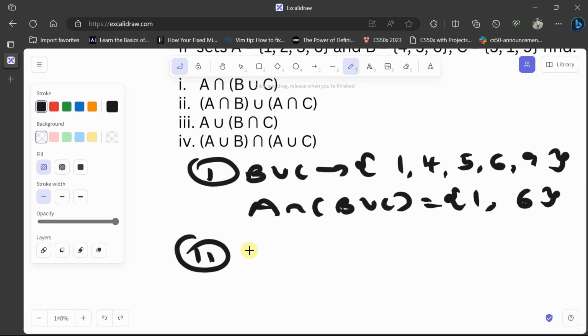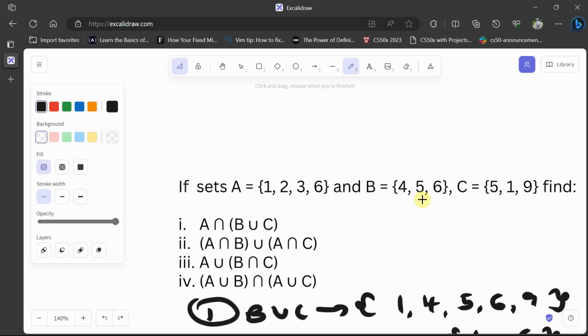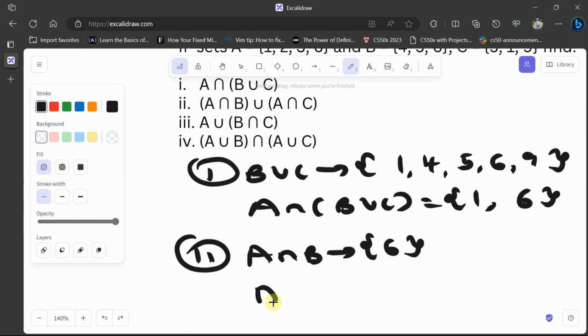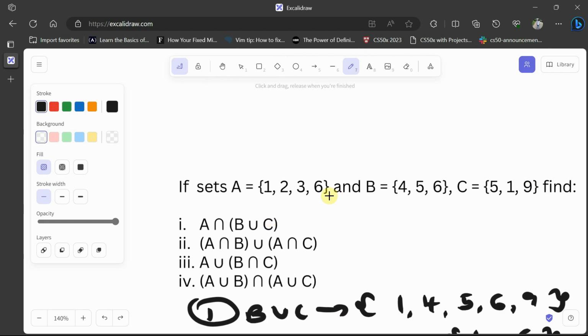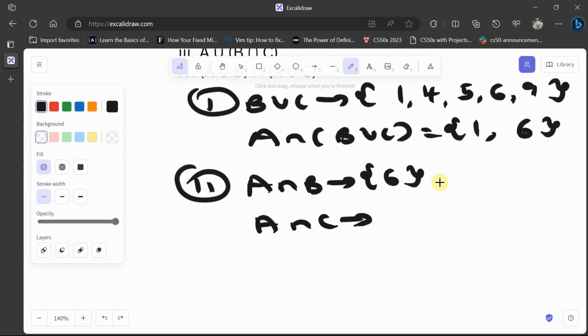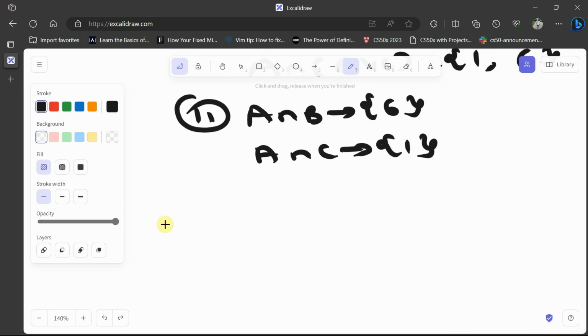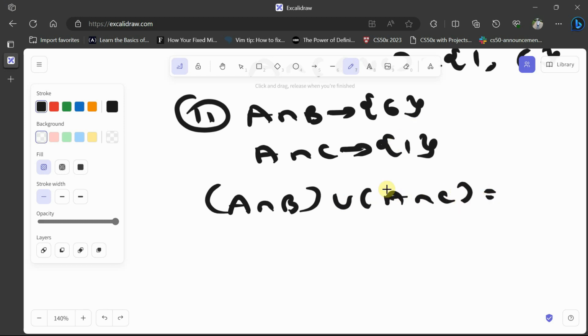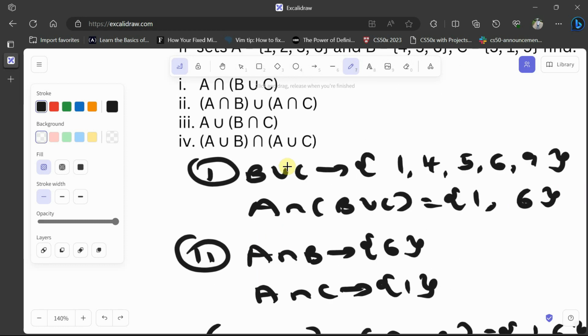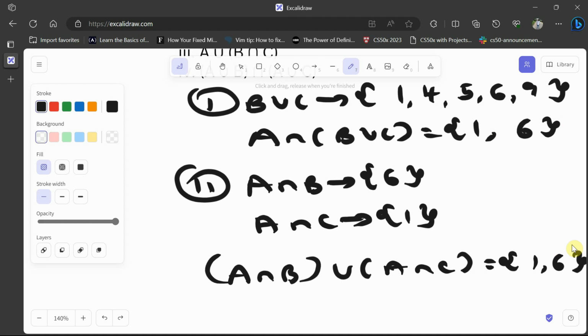Let's see. If I do A intersection B, what's common in A and B? Only 6. And if I do A intersection C, only 1 is in common. So I could just say 1. Then if I now combine both of them, A intersection B union A intersection C, in ascending order, like I always like to do, this is 1, 6. So you can see that for 1 and 2, we get the same value, 1, 6. Whichever one you find as an easier approach.